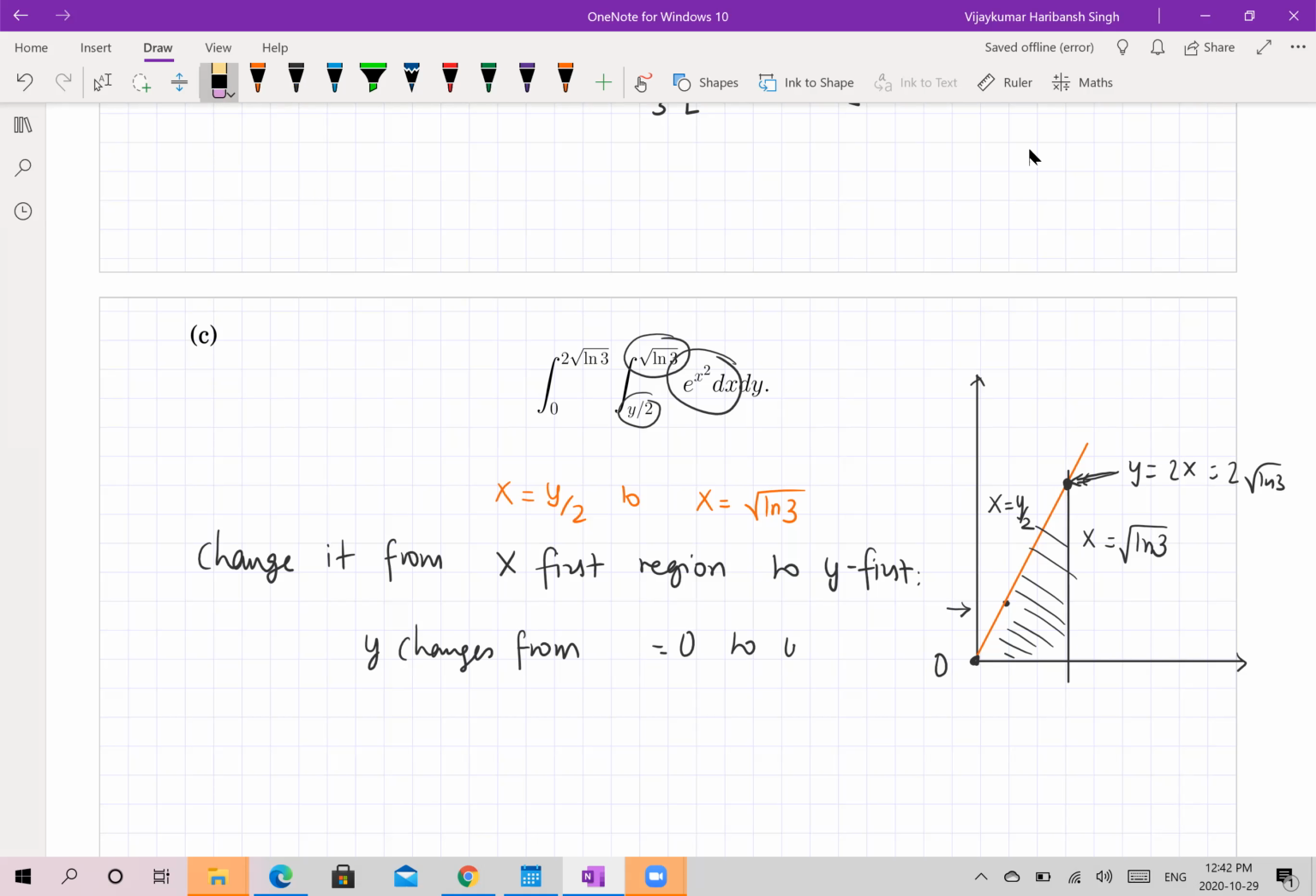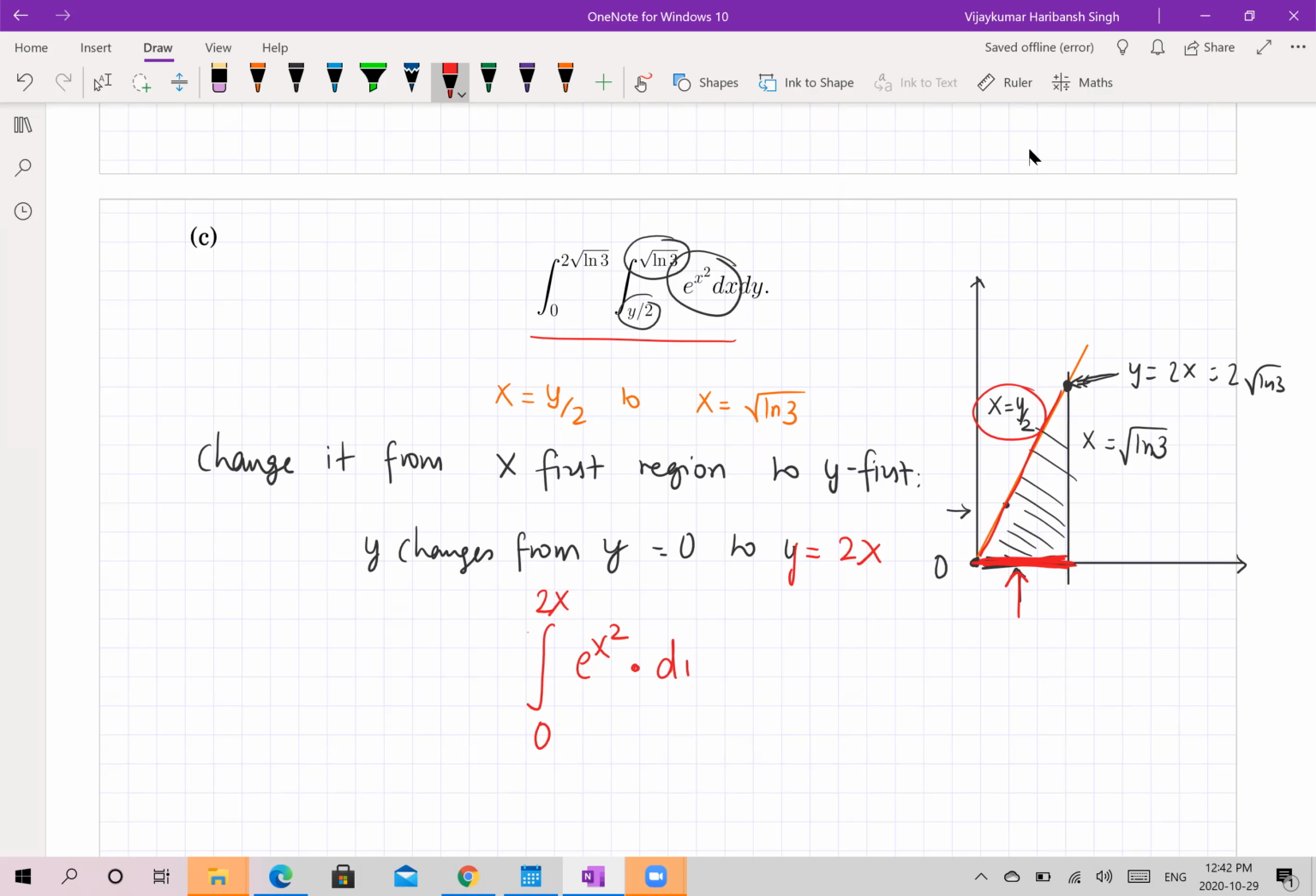So therefore, I'll rewrite this integral. Now I'm going to integrate with respect to y first. So we still have e to the x squared inside. Now where does y change from 0 to what is the next one? 2x dy. And then my x changes from 0 to square root of ln 3 dx.